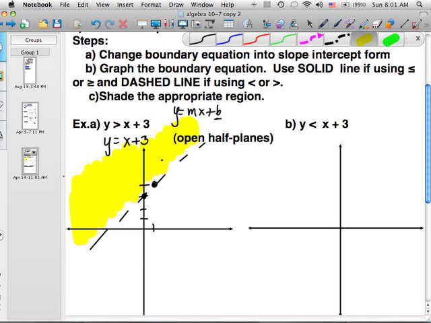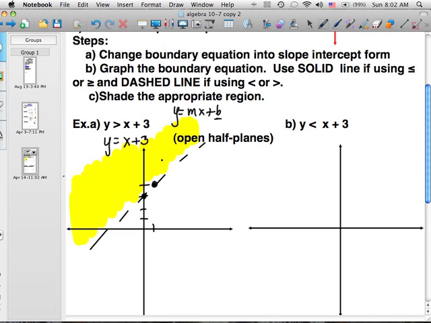And I can pick a point from that area. For example, this point right here, which would be 1 and say 6. So if y is 6 and x is 1, 6 is greater than 4, it works. So that's an open half plane. It's open because the line's not included.